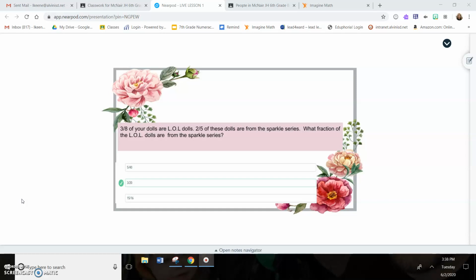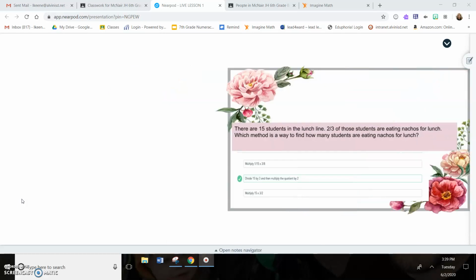Well, you might say to me, Mrs. Brown, 6/40 isn't an answer choice. No, because we still need to simplify. We can start with the number 2 because both of these numbers are divisible by 2, and we know that because they're both even numbers. So 6 divided by 2 is 3, and 40 divided by 2 is 20. I know that I can stop simplifying because 3 is a prime number, which means it's divisible by 1 and then itself, which is 3. So my answer would be 3/20.